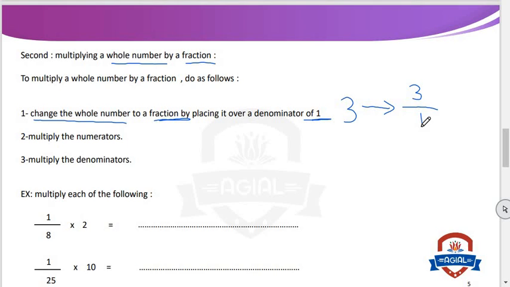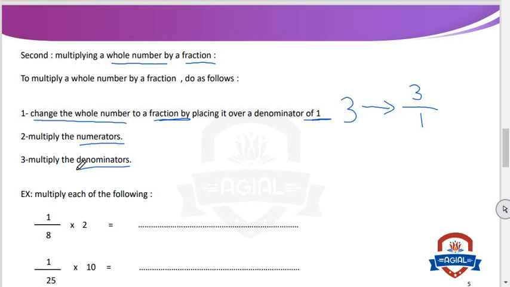Because we know any number divided by 1 equals the same number. 3 divided by 1 equal 3. 5 divided by 1 equal 5. 7 divided by 1 equal 7. And so on. So we must change the whole number to be a fraction by placing it over a denominator 1. Number 2, multiply the numerators. Number 3, multiply the denominators.